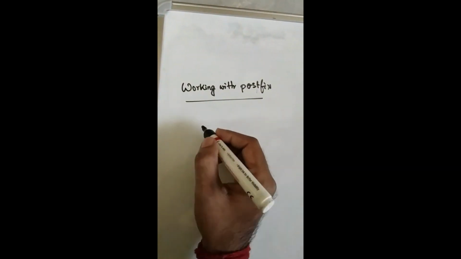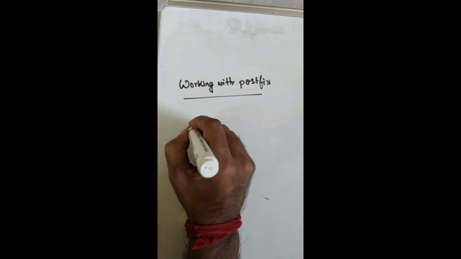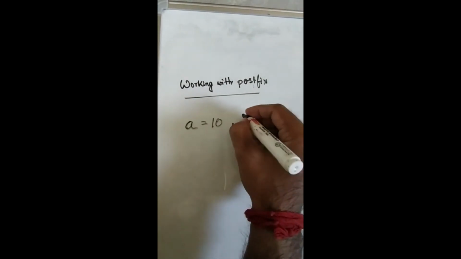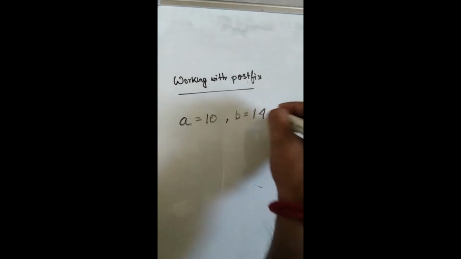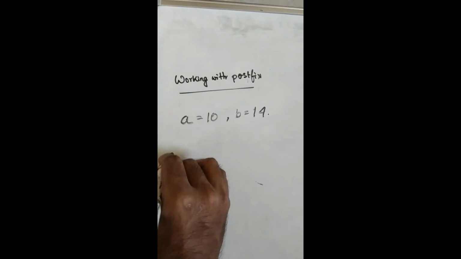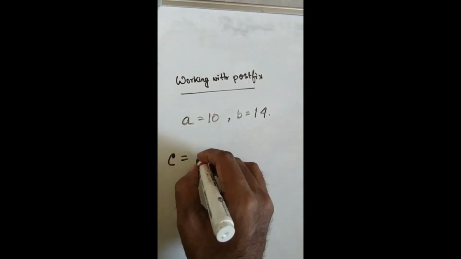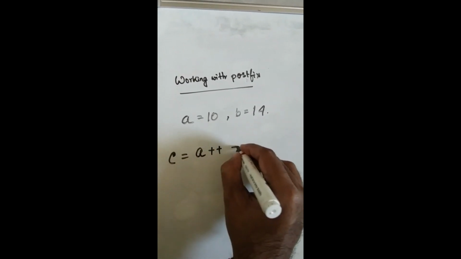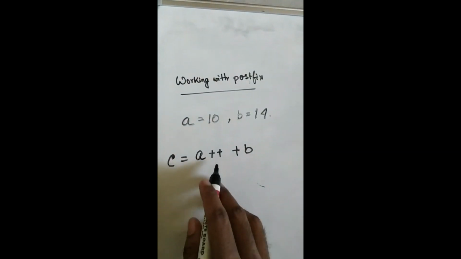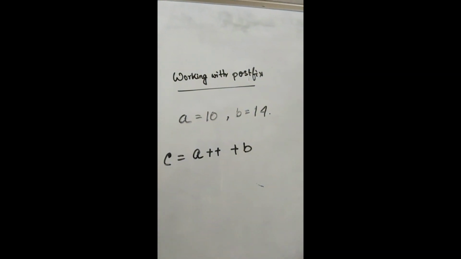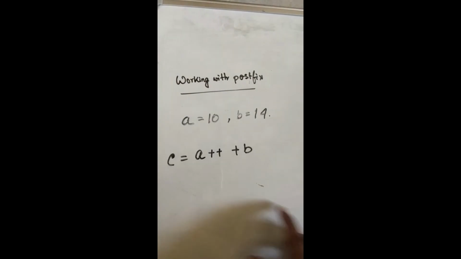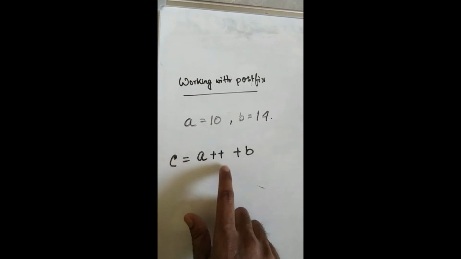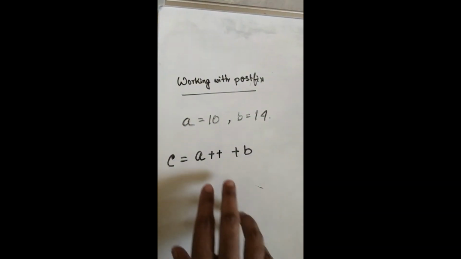So, for example, say a equals 10 and b equals 14. Now we are going to evaluate the expression c equals a plus plus plus b. Here we have used the postfix version of the increment operator, a plus plus. This one is the postfix version, as the operator follows the operand.